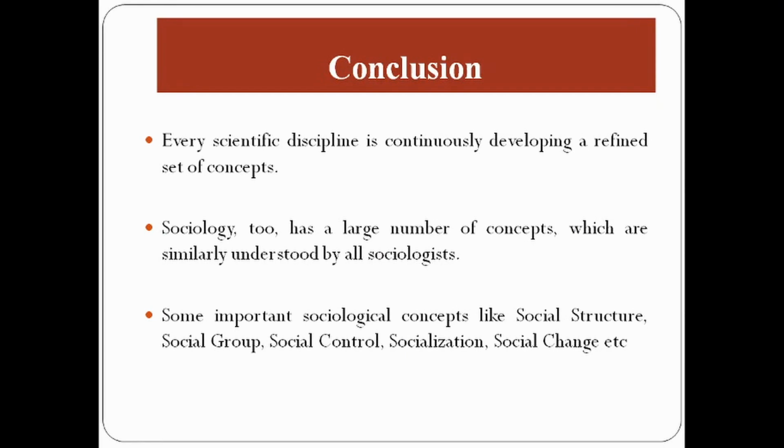To conclude, there are different terms which are used in our daily life but have some specific meanings in sociology also. And it is necessary for all of us to understand the meaning and definition of such concepts, and every scientific discipline is continuously developing a refined set of concepts. We can see a large number of concepts which are similarly understood by all sociologists. So some of the important concepts that we discussed today were social structure, social group, social control, socialization, social change, etc. So, I hope this session will help you understand more about the basic concepts of sociology.